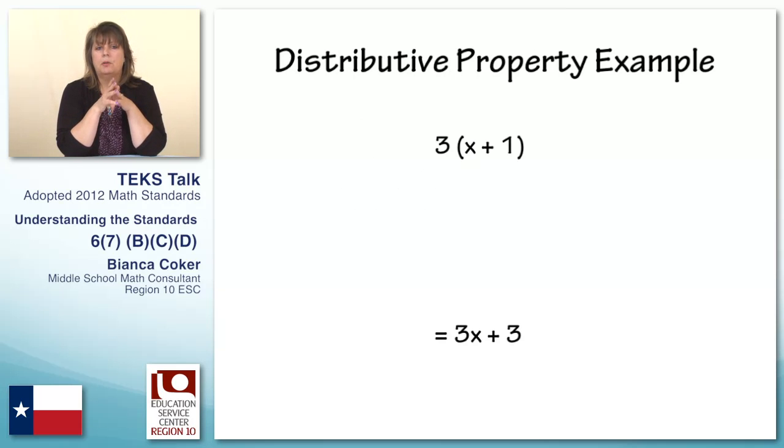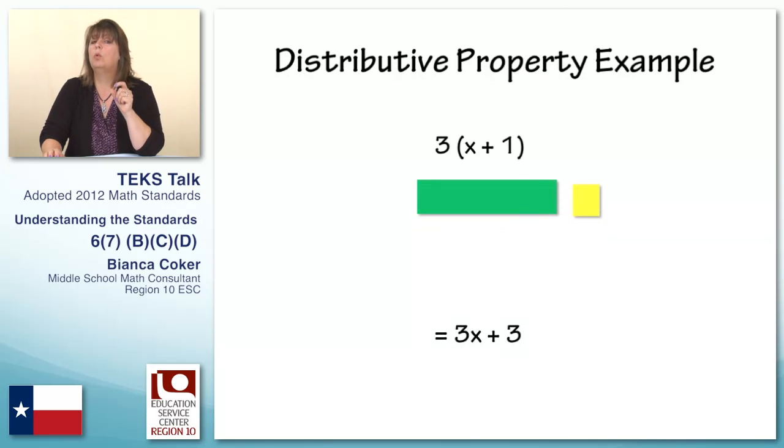In our first example, we have the quantity 3 times x plus 1, which is our traditional looking distributive property. So we're going to build this with algebra tiles. First, I'm going to build the x plus 1, what's in the parentheses. So I'm going to use my x bar and my 1 tile. So these together represent x plus 1. Now the 3 in front means 3 sets of, right? That's what multiplication means. 3 sets of x plus 1.